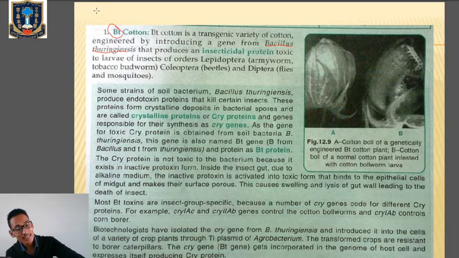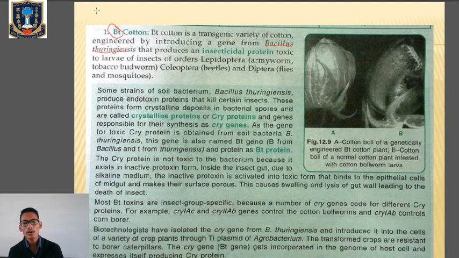But inside the insect gut, due to the alkaline medium of the gut, this inactive protoxin is converted into the active toxic form, and that binds to the epithelial cells of the midgut of the insect and makes surface pores. So there will be multiple pores in the epithelial cells of the insect's gut, and this will bring swelling and also lysis of the gut cells, which leads to the death of the insect.